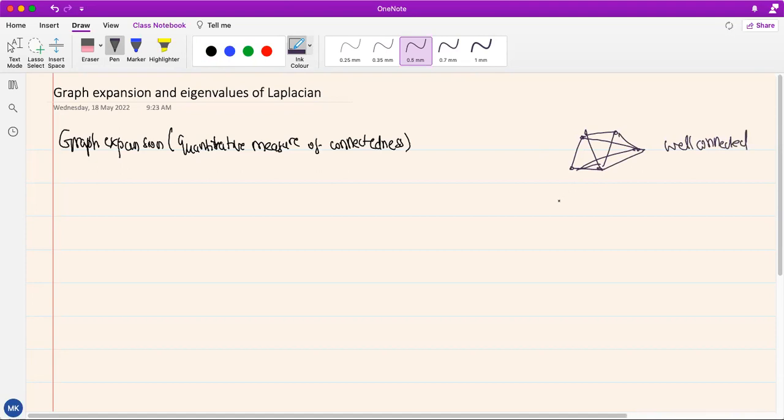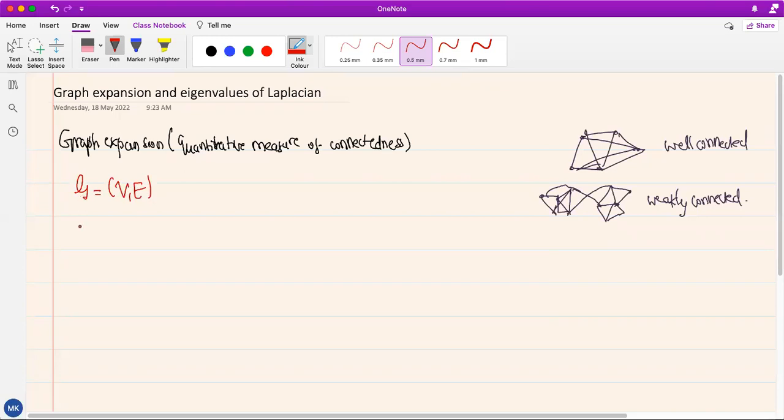Whereas if I imagine two pieces that are somewhat sparsely connected, this is weakly connected. So we want something that can measure such things. Okay, so that's what we are going to define. So how do we define it? Let me define a quantity. It is not immediately clear how it is measuring. I'll explain. So let G be our graph, V, comma, E.